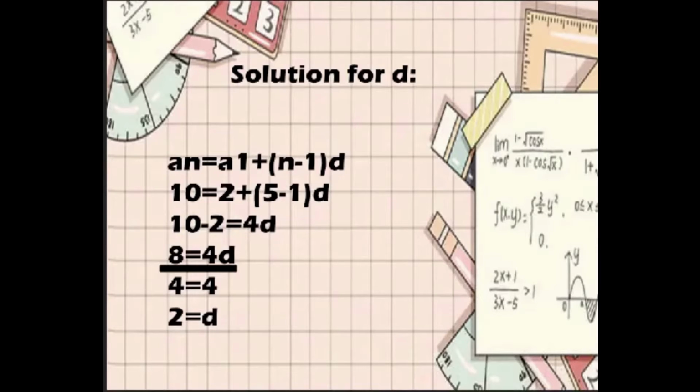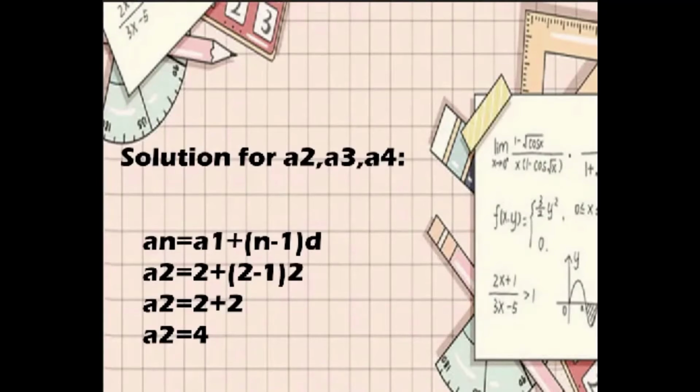To cancel out 4 on the right side, we need to divide both sides by 4. So it becomes 8 divided by 4 is equal to 4d divided by 4. So the answer is 2 is equal to d. To solve for a sub 2, 3, and 4, we have this formula. a sub n is equal to a sub 1 plus (n minus 1) d. Then we substitute. So it becomes a sub 2 is equal to 2 plus (2 minus 1) 2.